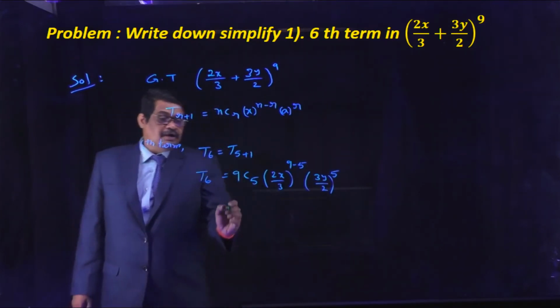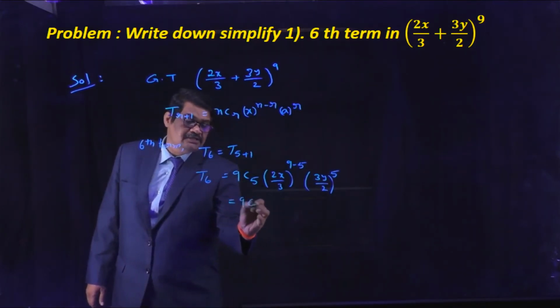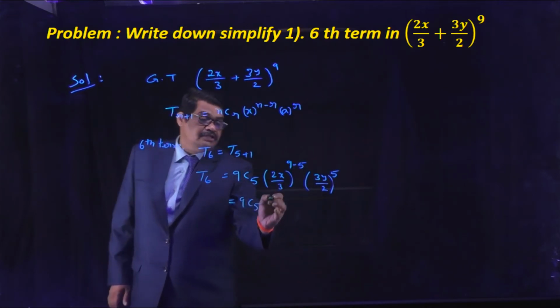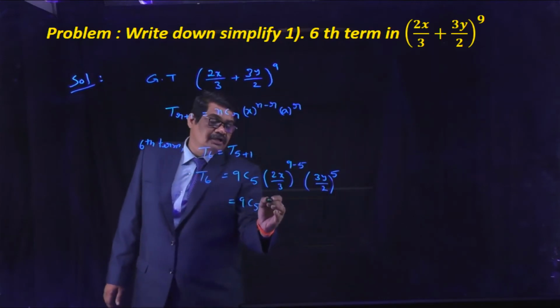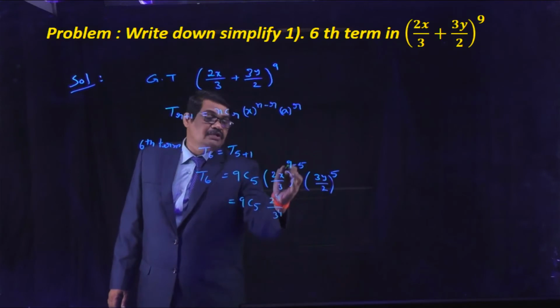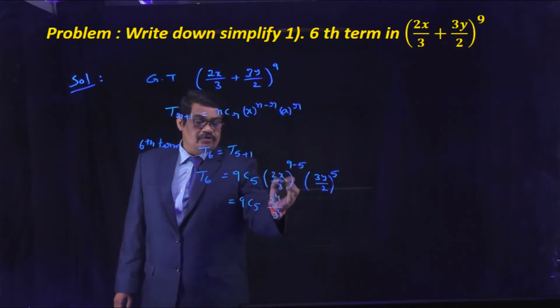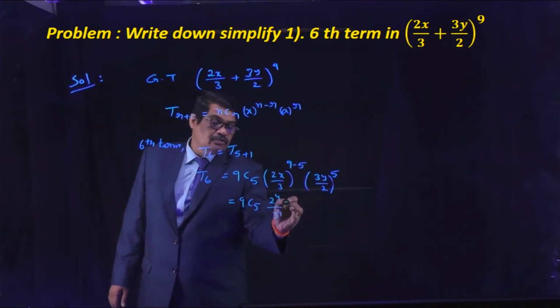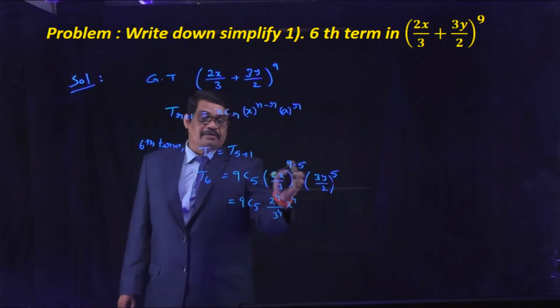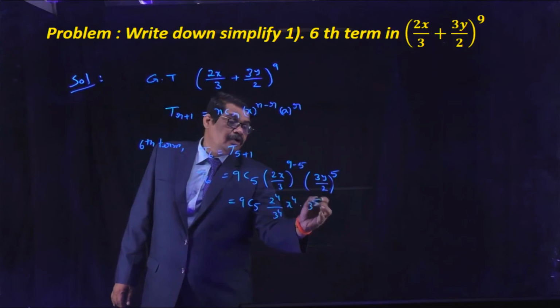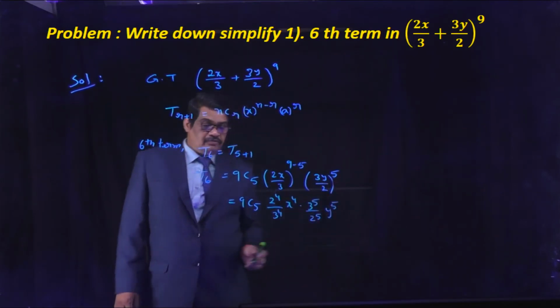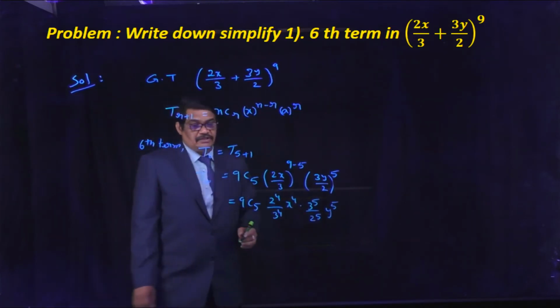Now we are writing this one: 9C5 into, here 9 minus 5 is 4, so we get 2^4/3^4 into x^4. Here the power is 4, and into 3^5/2^5 into y^5. Now we are simplifying this one.